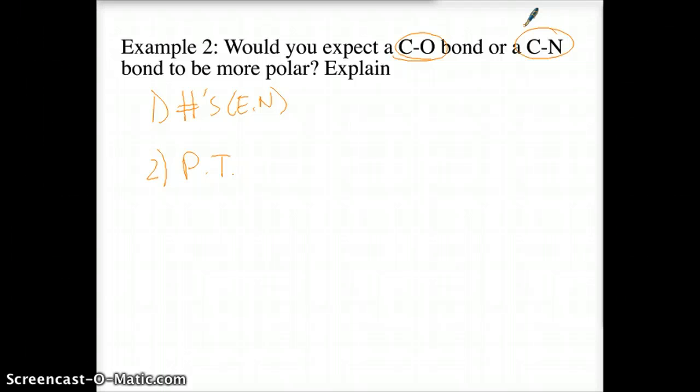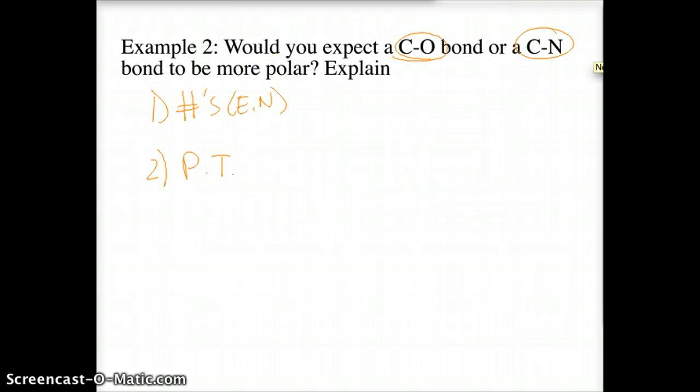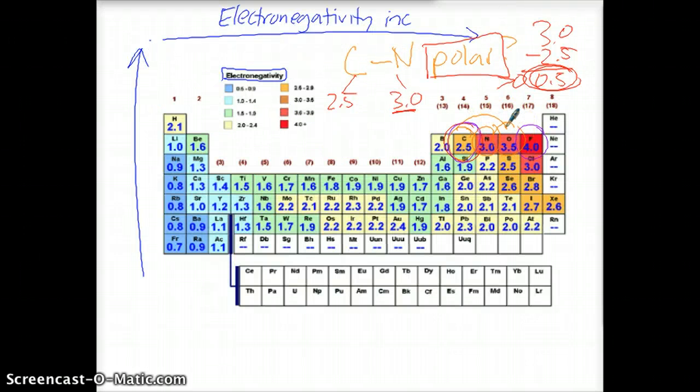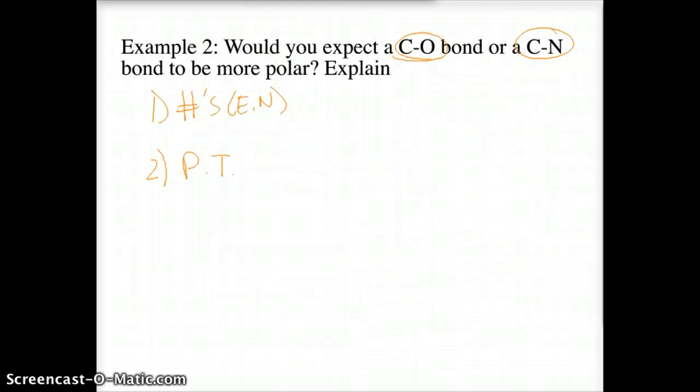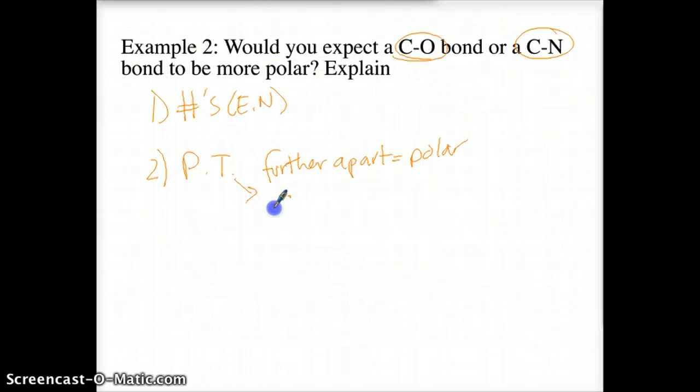Which one's going to have a more uneven distribution of charge? So to do that, we need to figure out which elements have a bigger difference in electronegativity. So we could either be comparing C and N or C and O. Basically, in order to figure this out just with the periodic table, we want to figure out which elements are further away from each other on the periodic table. So elements that are further apart will equal more polar. So on the periodic table here, C and O are clearly farther apart than C and N, which means the difference in electronegativities will be greater. So we would predict the CO bond to be more polar.